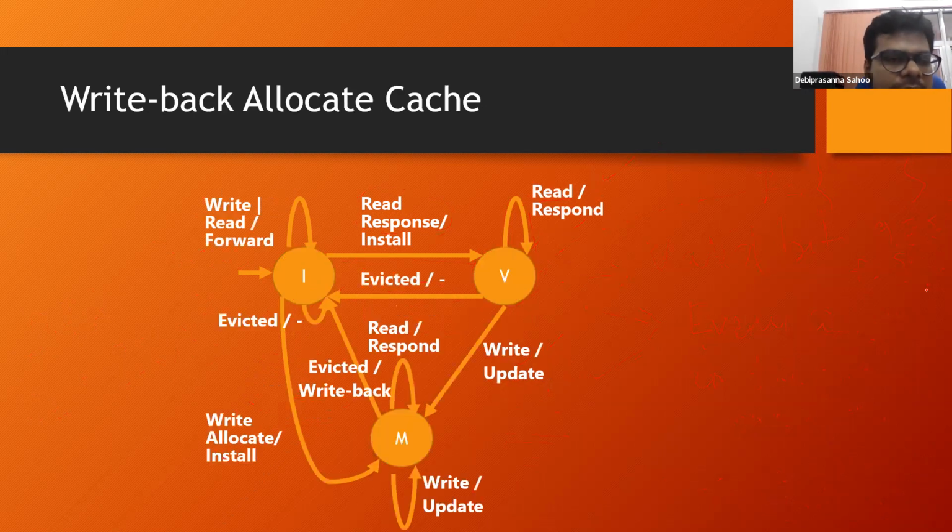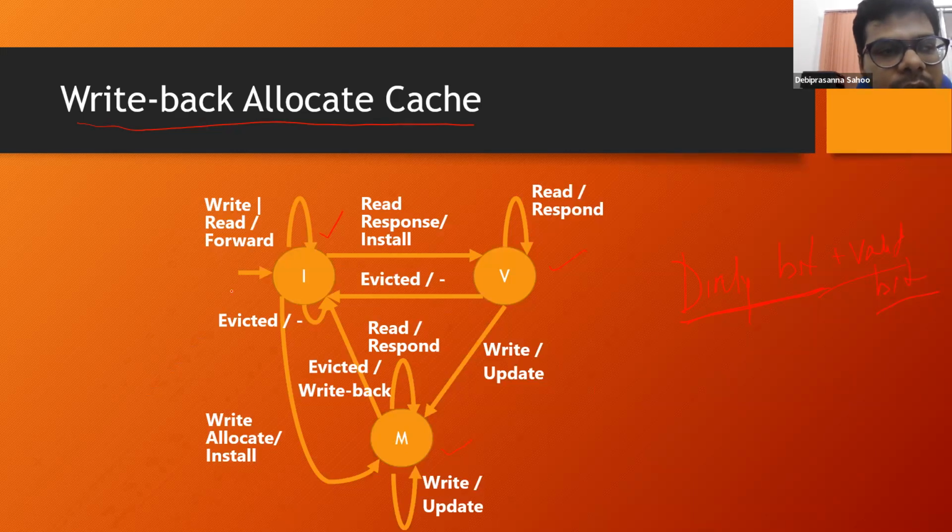So now let's look at the next type of cache, which is write back with allocate cache. In a write back with allocate cache, what happens is with a write, you do not send the write out to the next level. That means you have to remember that you have written into the cache. How are you going to remember that? Using a dirty bit. Now, this dirty bit along with the valid bit forms the state machine. So you have three different states. One is invalid state, other is valid state, third is modified state.